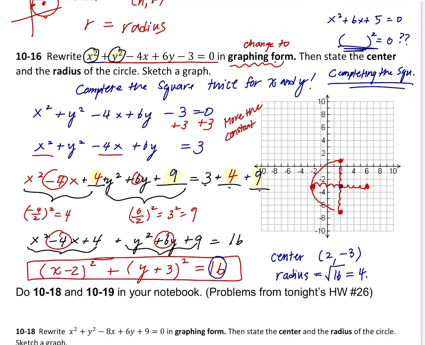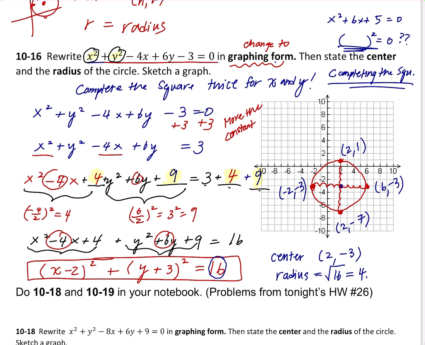Here is the circle, and we always want to make sure that we label points on the circle. This is 2, 1, 6, -3, 2, -7, -2, -3.